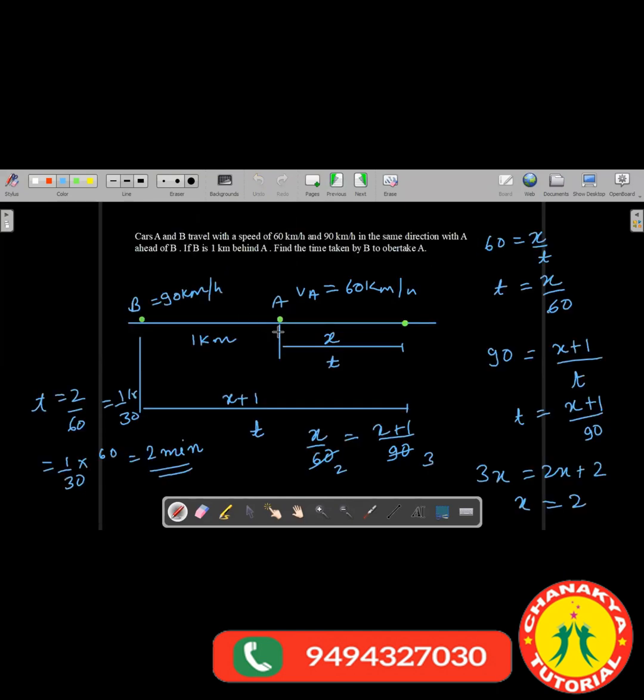I'm finding out here relative velocity of B with respect to A. Okay. So relative velocity of B with respect to A will be VB minus VA. The velocity of B is 90 and the velocity of A is 60. If you subtract, you get here 30 kilometer per hour. So now it means that the whole system is stationary, that A is stationary and B is traveling with the speed of 30 kilometer per hour towards A, and it has to travel a distance of 1 kilometer.